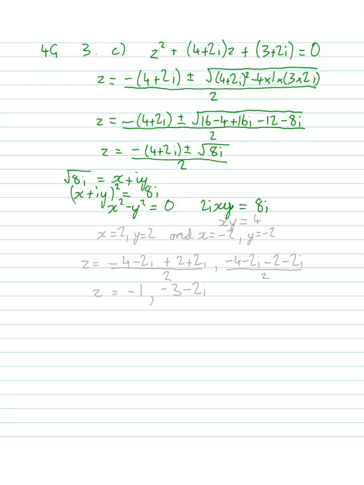Now obviously x and y have to be equal to each other to solve x squared minus y squared equals 0. 2ixy equals 8i means you've got xy equals 4, and in order for xy to equal 4 you need x equals 2, y equals 2, and x equals minus 2, y equals minus 2. Actually it should be and, not or.